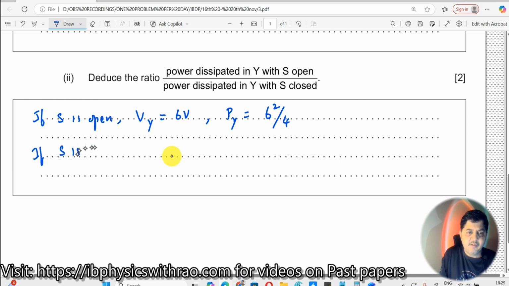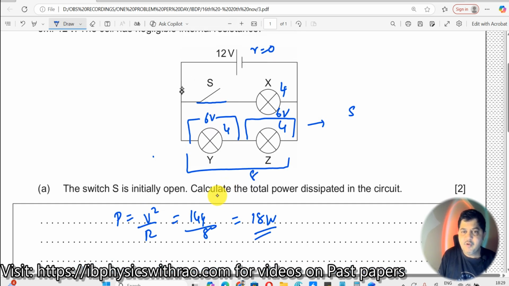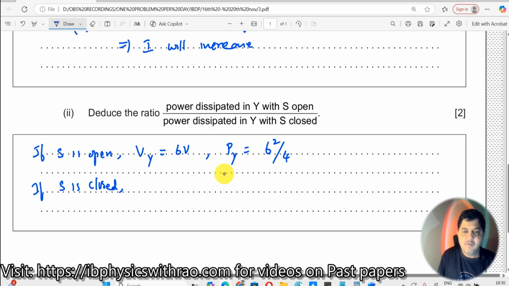Now, if S is closed, then what will happen? Let me go back to this. If S is closed, the total voltage drop here is 12 volt. Here also it is 12 volt only. Of course, when this is closed, part of the current will go here. But the current multiplied by resistance, whatever you get over here, will remain the same, because 12 volt is getting dropped over here. As a result, here once again you should get only 6 volt. It should not differ, right? If S is closed, once again Vy would be equal to 6 volt and Py would be equal to 6 square by 4. So the power dissipated in Y with S open and with S closed are both the same. So the ratio here is 1:1.